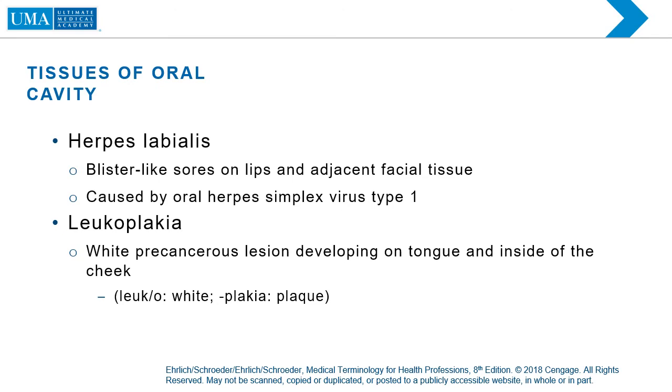Let's continue with the tissues of the oral cavity. We also have a disorder or disease called herpes labialis, which is also known as a cold sore, or you may hear it called a fever blister. These are blister-like sores located on the lips as well as adjacent facial tissues, and they're caused by the oral herpes simplex virus type 1. I know that's a long name, but the acronym for it would be HSV-1.